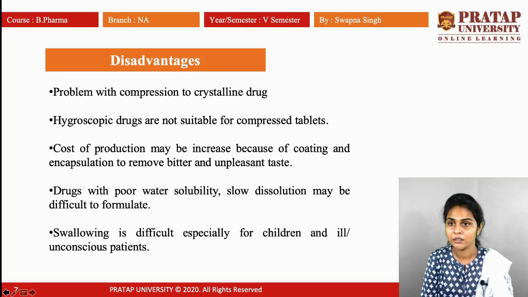Next are disadvantages. There are some disadvantages also for the tablet dosage form. First is problem with compression of crystalline drugs. In terms of drug nature, there are two types: first is crystalline, second is amorphous. So crystalline drugs have problems with compression. Second, hygroscopic drugs are not suitable for compressed tablets. Cost of production may be increased because of coating and encapsulation to remove bitter and unpleasant taste. For taste masking we use tablet coating, which can increase the cost of production. So it is a disadvantage.